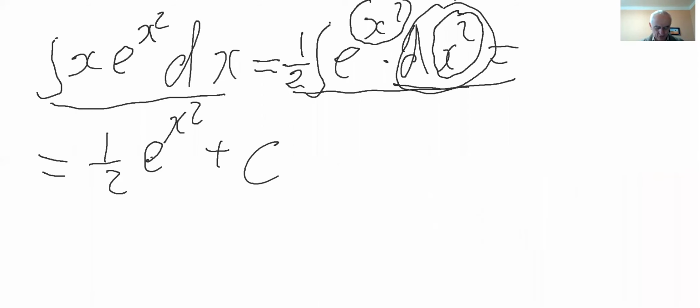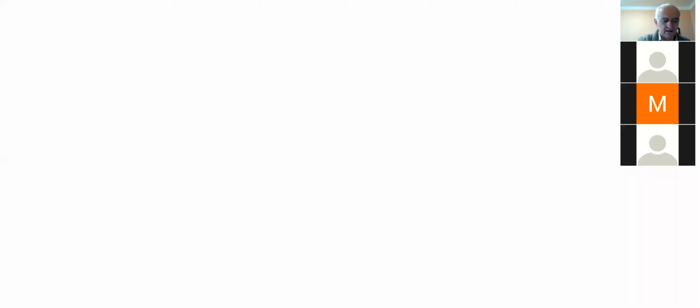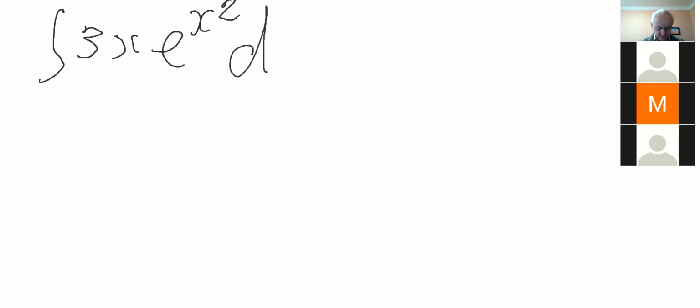Okay, let's do the next example. This example is similar to the previous example: 3x e to the power x square dx. 3x e to the power x square dx.